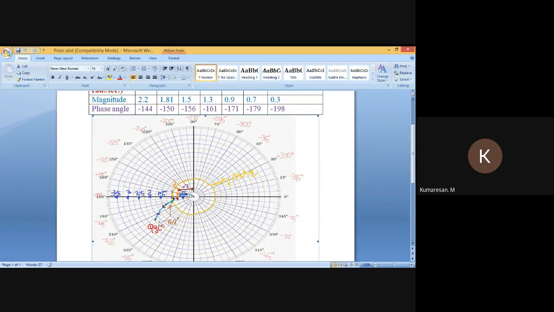Now we are going to draw the polar plot, magnitude versus phase angle. For 2.2, we know that here the whole circle marked 2 is there. The whole blue circle is called 2. The 2.2 lies beyond the circle I marked as 2, toward the blue circle that is called 2.5.